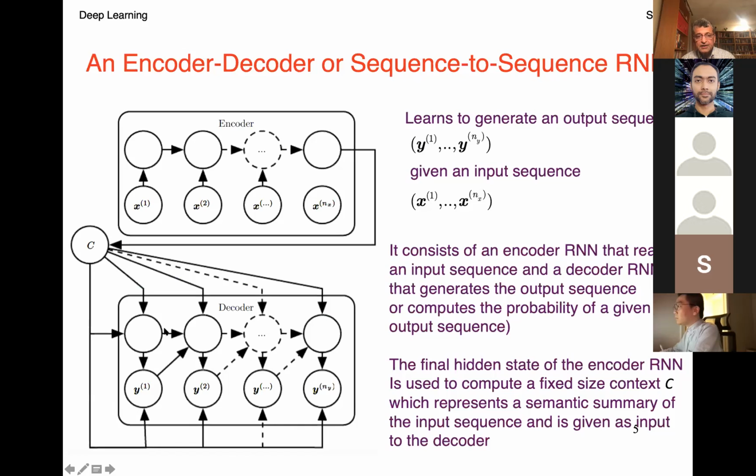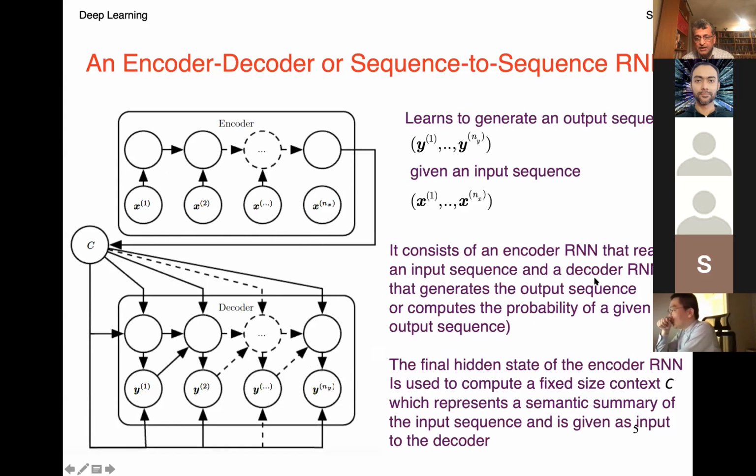So this talks about an encoder-decoder, or sequence to sequence, RNN that learns to generate an output sequence Y1 through YNY, given the input sequence X1 through XNX. So the length of this is NX and the length of this is NY. And what is the RNN architecture for this? The encoder takes X1 through XNX, and that feeds into this C, the context. And that C feeds into the decoder, Y1 through YNY. So it is not directly mapping X to Y, X to Y, X to Y. It is all summarized into C here.